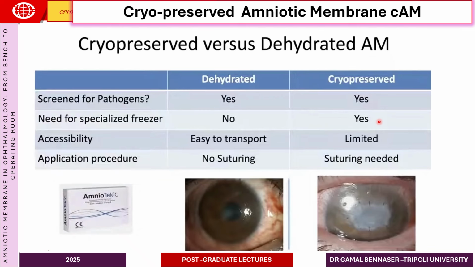The dehydrated one is easy for transport. It is just placed on a nitrocellulose paper and is easy to transport. However, with the cryopreserved one we should be careful about accessibility; first of all, it is expensive and it is not easy to get. The dehydrated one is very sticky. You just put it on the surface of the eye, it will stick immediately, and you need not add any sutures. However, the cryopreserved one needs sutures.